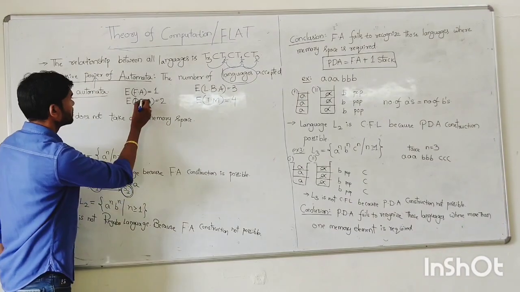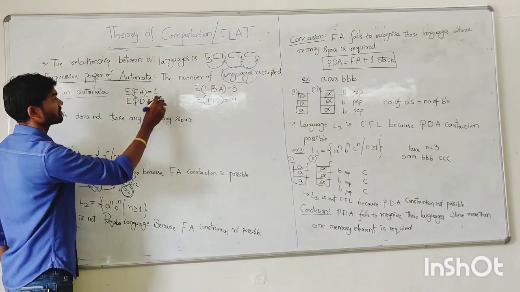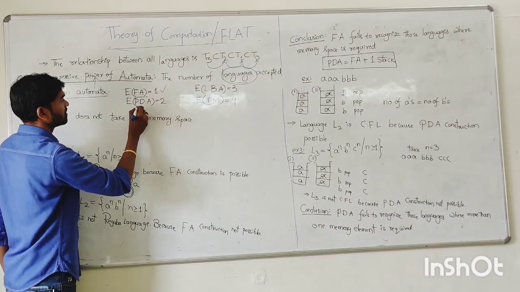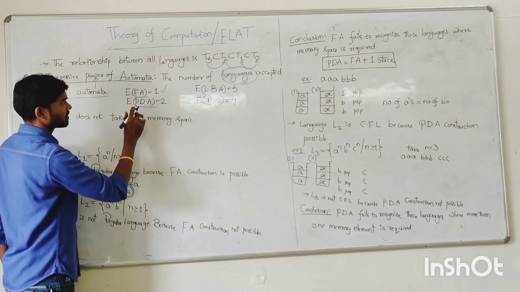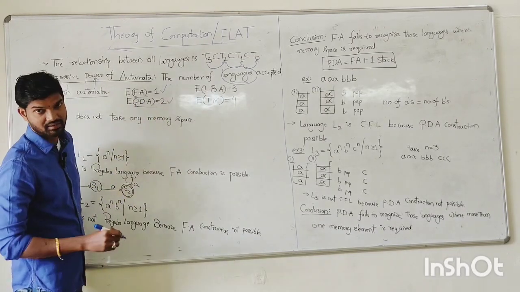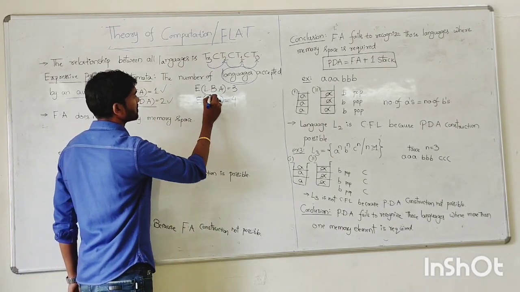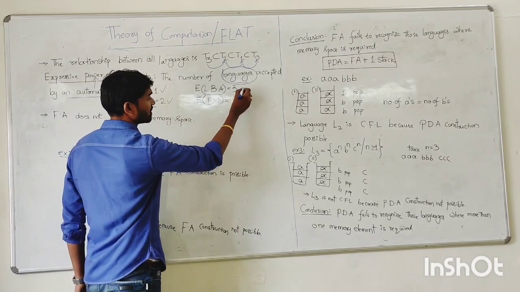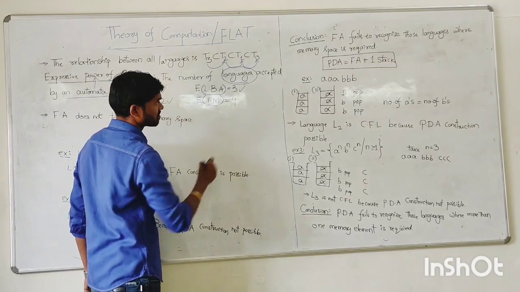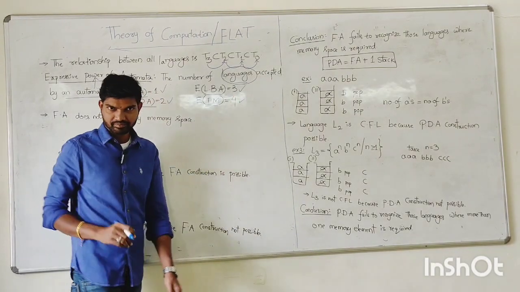For example, if you take finite automata, how many languages will it accept? Now, only one. Coming to pushdown automata, it will accept two types of languages. Coming to linear bounded automata, it will accept 3 languages. Coming to Turing machine, it will accept 4 languages.